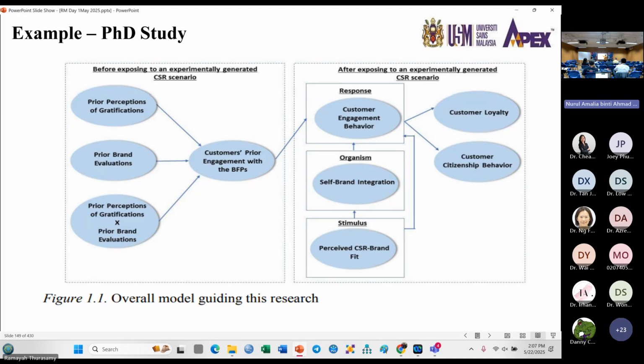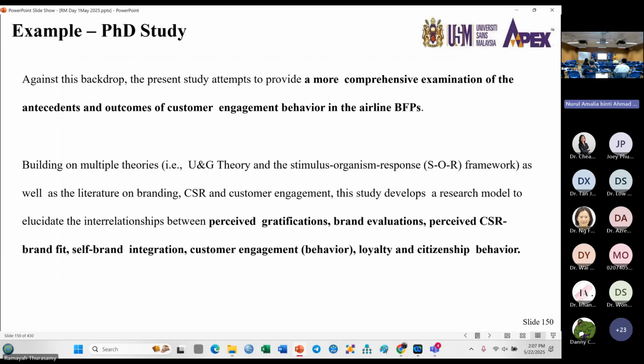So here we have an experimentally generated CSR scenario. Then they are exposed to this. You answer this one, then you expose them to the scenario, then they answer this one. We have two parts. Okay, so this is the model she developed. And once you develop the model, we need to test it. She actually studied two different airlines, one full service and the other budget, AirAsia and Malaysia Airlines. What she did was she integrated two theories. Can you see it?